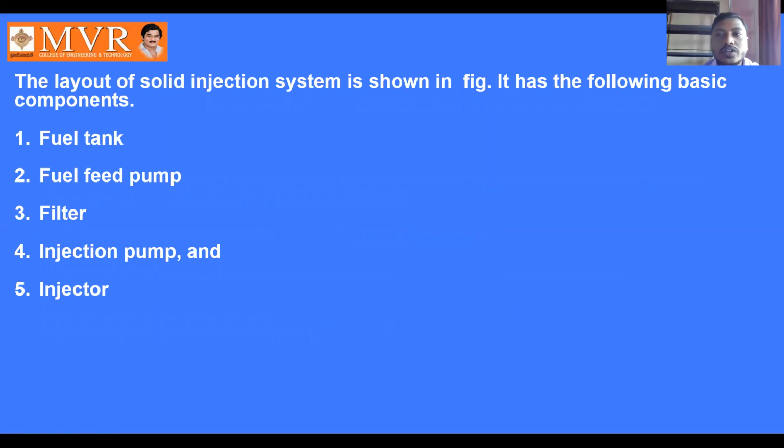Coming to the fuel supply system, these are some of the components we require for completing the working principle of the fuel supply system. We need a fuel tank, a fuel feed pump as well as a filter, and we need an injection pump and an injector. These are some of the components required for the layout of the solid injection system.